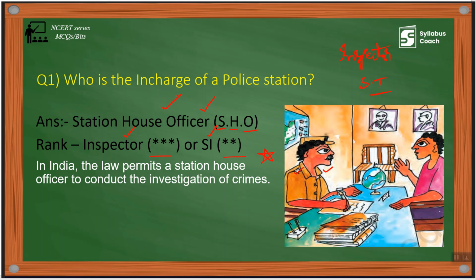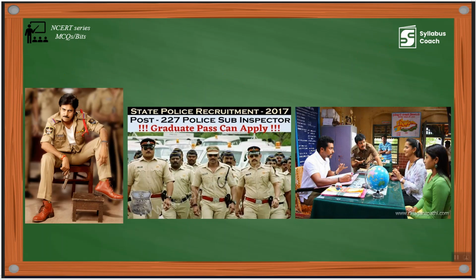The law in India permits a station house officer to conduct the investigation of crimes. So whether you are a victim or a relative of a victim and you have gone to a police station and filed a complaint, the police station will file an FIR, first information report. And who has the legal power to conduct the investigation? Yes, the SHO of that station has the legal power. In our movies, whether southern movies or northern movies, the SI or the inspector rank is most powerful. Many movies depict this.